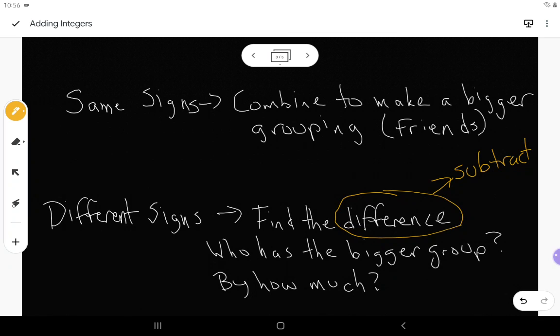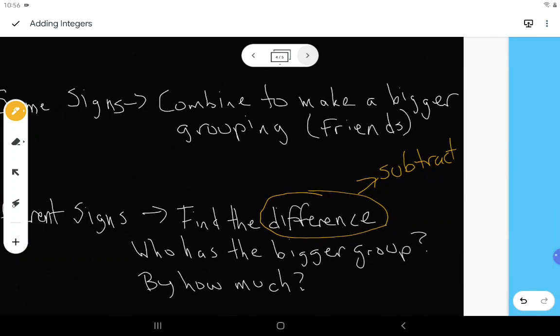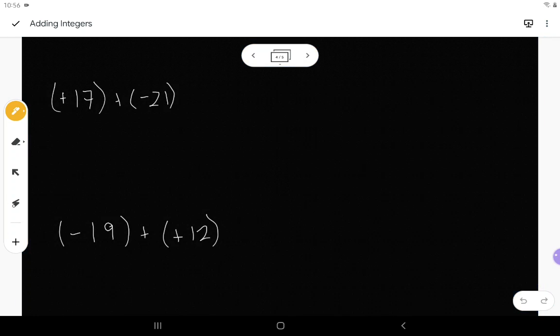So if I see 2 integers adding together and they're different signs, what I'm going to ask myself is, who has the bigger group? Are the positives? Are there more of them? Or are there more negatives? How much bigger is the group? And that's really the question we're asking ourselves when we look at integers.